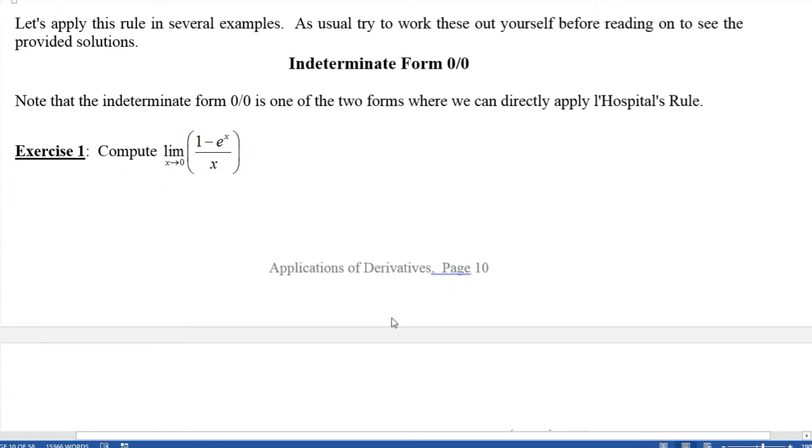And that's going to apply to the 4 examples that we're going to do here. So here's the problem I'd like you to try to work out, and you're going to use L'Hopital's rule. Compute the limit as x approaches 0 of 1 minus e to the x over x. Press pause now.